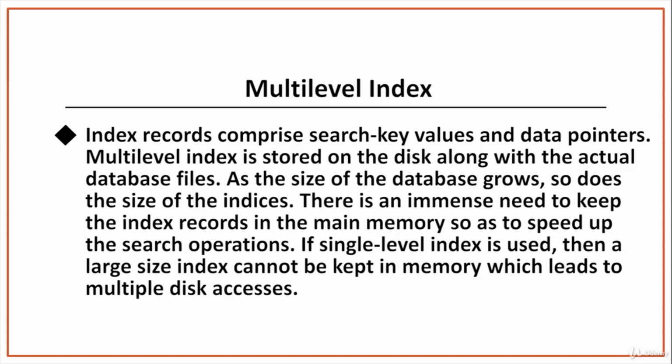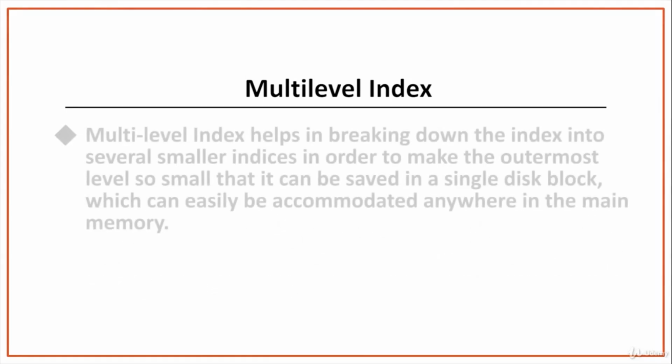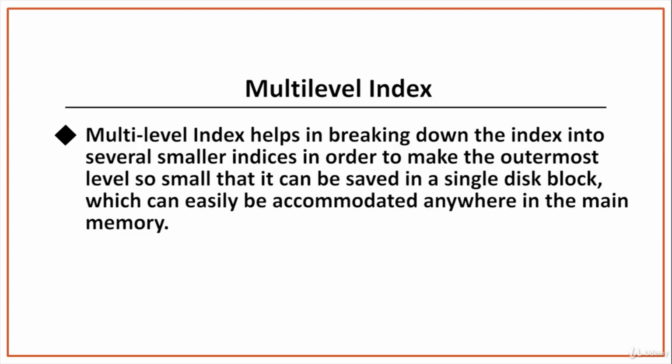If single-level index is used, then a large size index cannot be kept in memory, which leads to multiple disk accesses. Multi-level index helps in breaking down the index into several smaller indices in order to make the outermost level so small that it can be saved in a single disk block, which can easily be accommodated anywhere in the main memory.